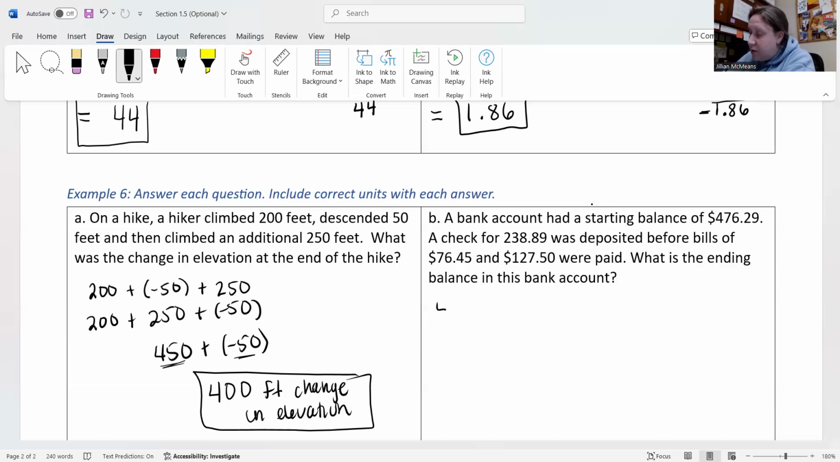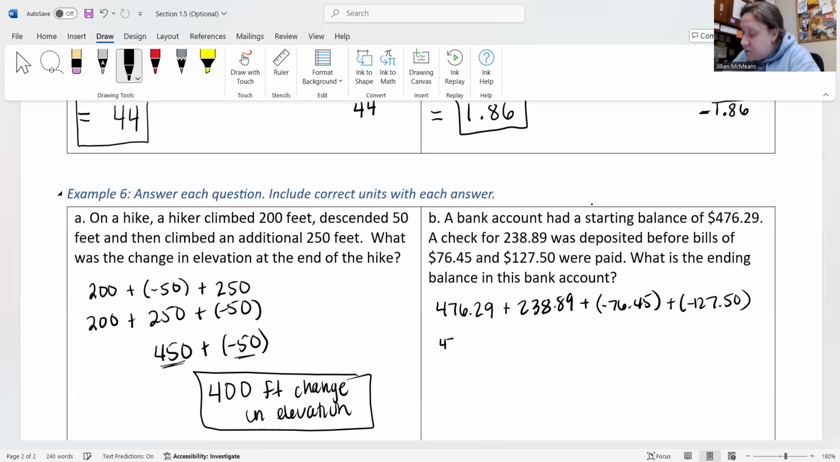Well, we started out with positive 476.29. A deposit is adding a positive number to your account, so we're going to add $238.89. Bills take money out of your account, so we're going to add negative 76.45 and add negative 127.50. Because we have two negatives and two positives, I'm going to add the positives and the negatives separately, and then at the end, we'll find a final sum.